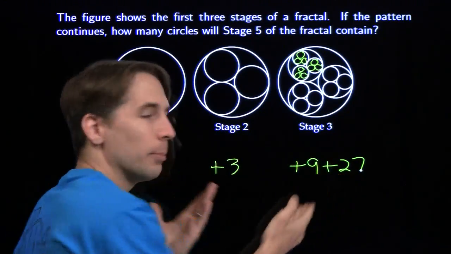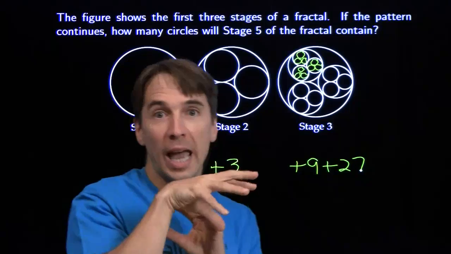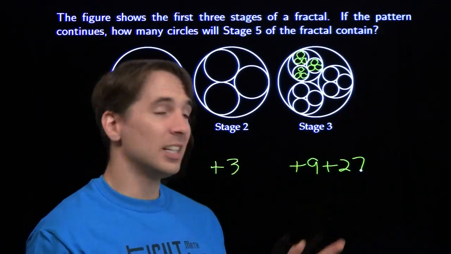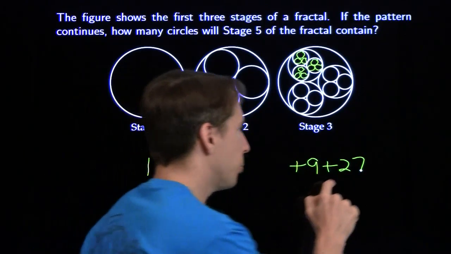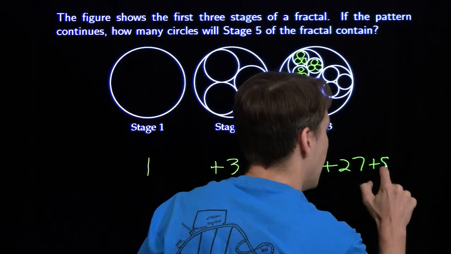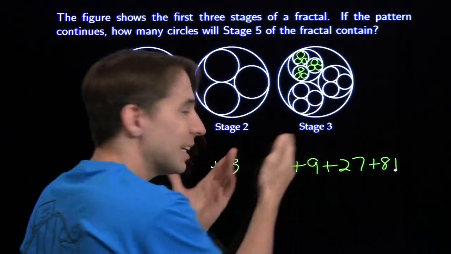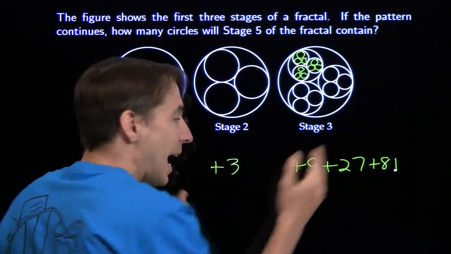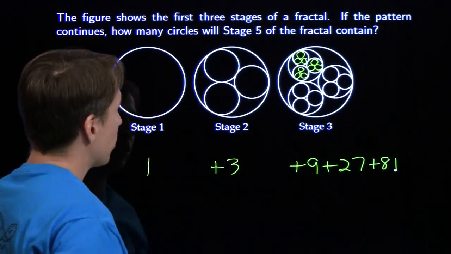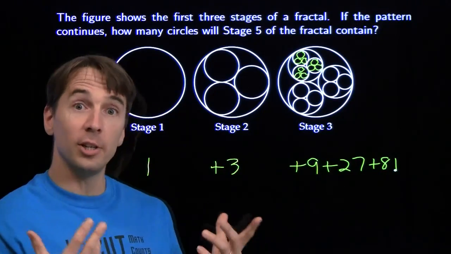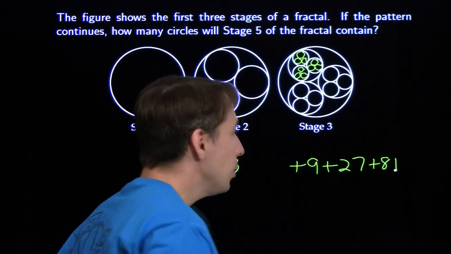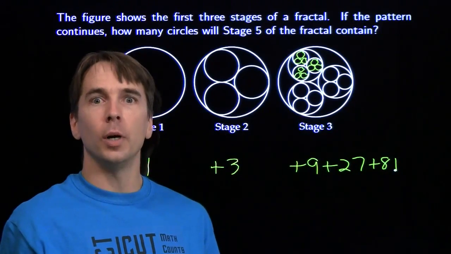And now we see the pattern. Those 27 new circles that we added into stage 4, to get to stage 5, we're going to put 3 more circles in each of those. So we're going to add on 3 times 27, which is 81 more circles to get to stage 5. And now we can just add this up to figure out how many circles there are in stage 5. 1 and 9 is 10, 3 and 27 is 30, 30 and 10, that gives us 40. Add the 81, that gives us 121.